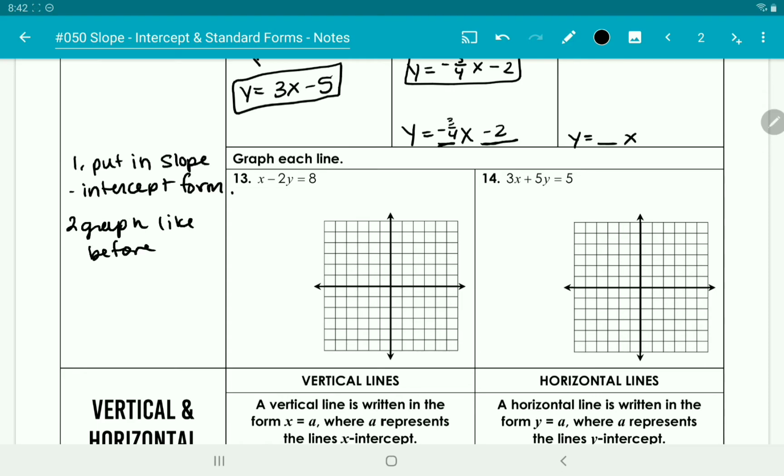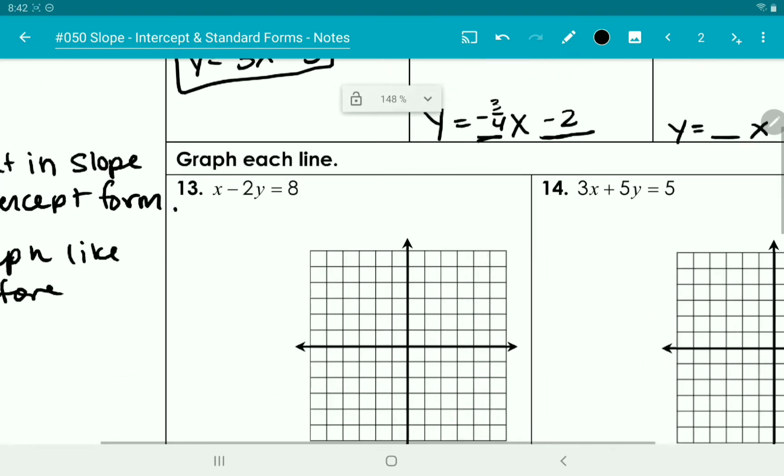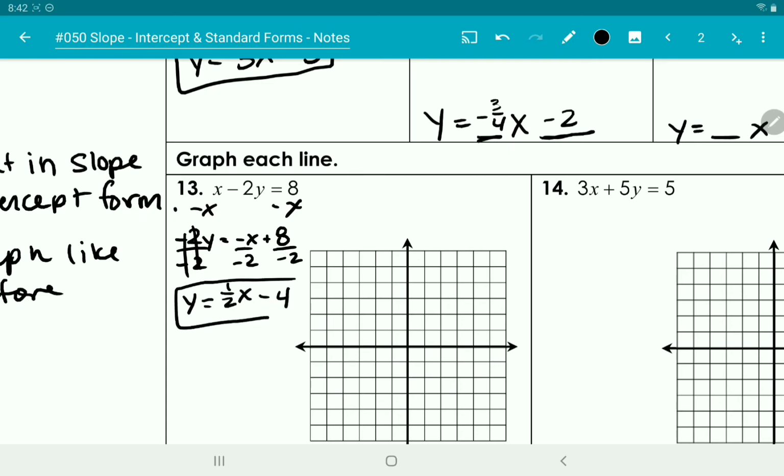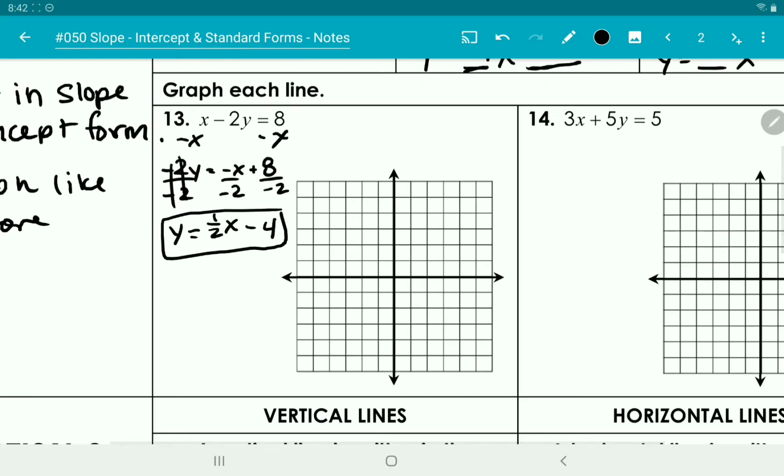Okay, so we are going to first get the x on the other side, minus x, giving us -2y equals -x plus 8. Okay, and we divide everything by this -2, giving us y is equal to 1/2 x minus 4. Okay, so the slope is going to be this 1/2, and then the y-intercept is this -4.